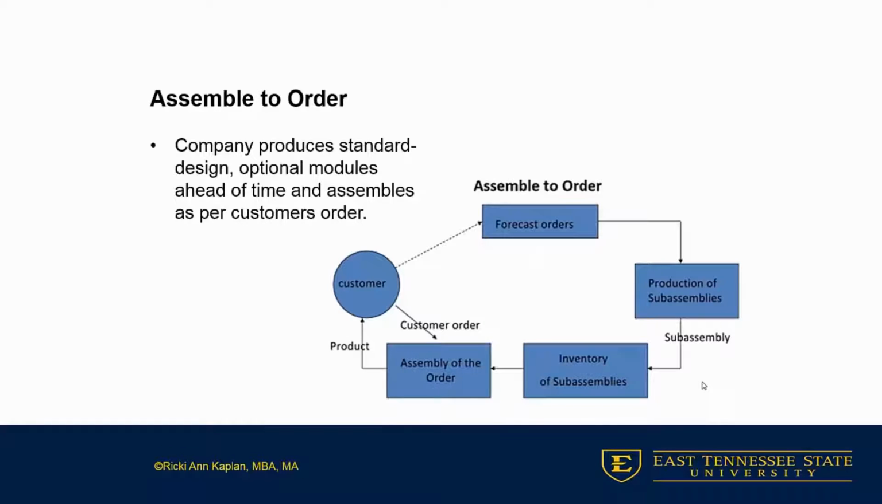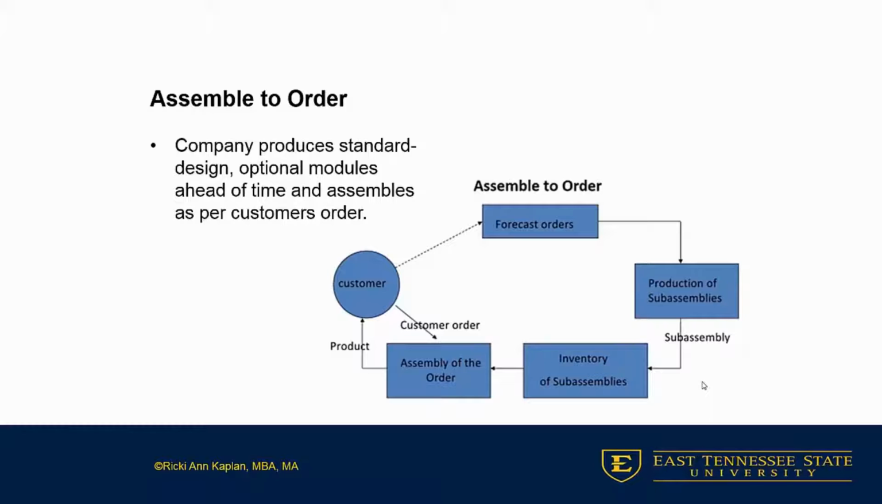There's also assemble to order. Assemble to order produces standard designs with optional models ahead of time and then assembles them as per the customer's order. So you have things that are put together, sort of like when you order a car. Do you want a manual transmission or automatic? They have both ready just to put together. What color do you want? We have the car ready. We just have to do the painting on that. So we're looking at this type of thing.